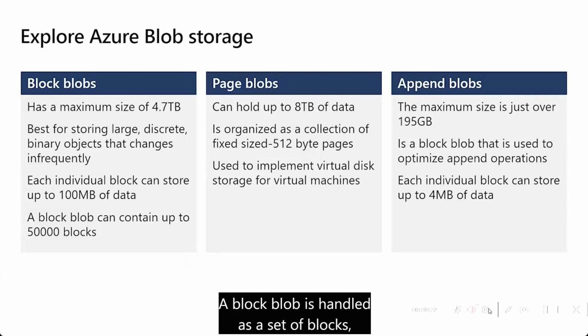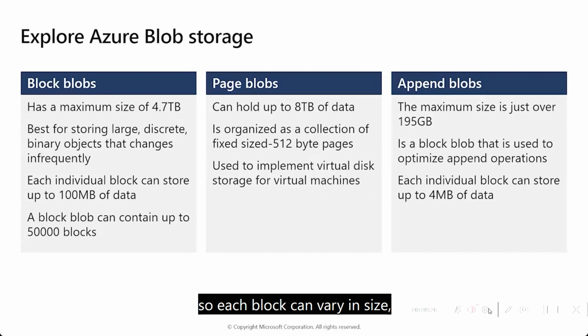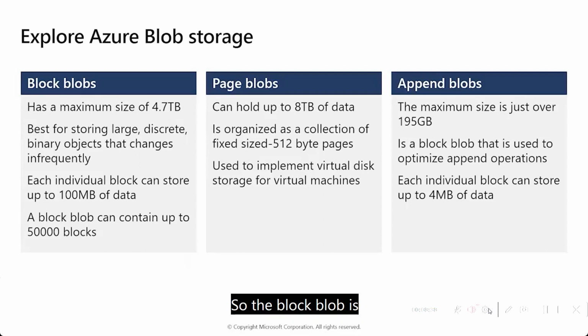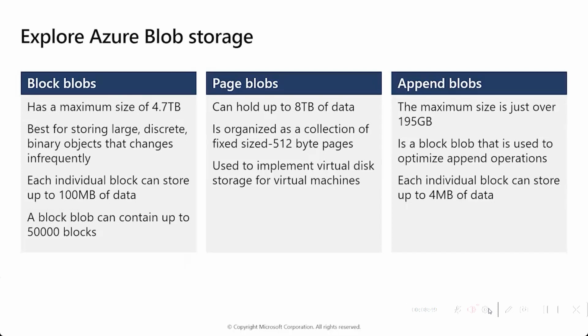A block blob is handled as a set of blocks. So each block can vary in size up to 100 megabytes. A block blob can contain up to 50,000 blocks, giving you a maximum size of 4.7 terabytes. So the block is the smallest amount of data that can be read or written as an individual unit. And block blobs are used to store discrete, large binary objects that are changed very infrequently.